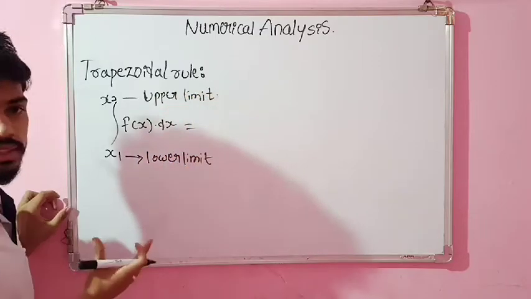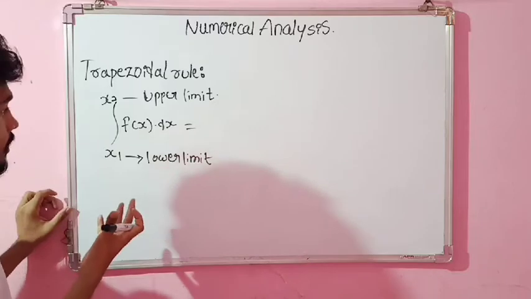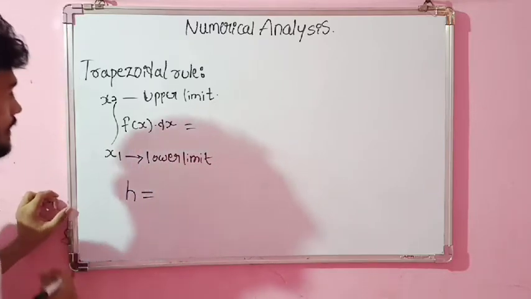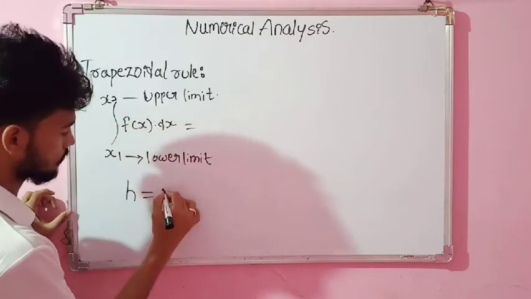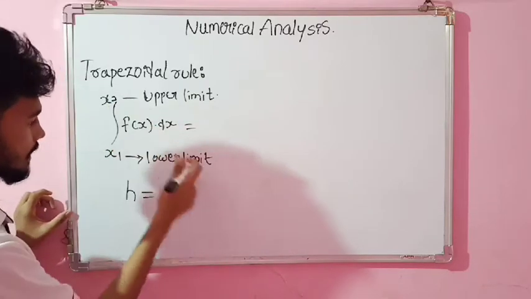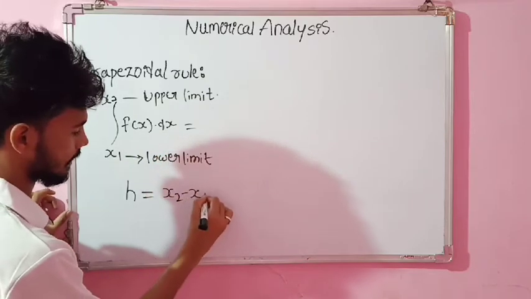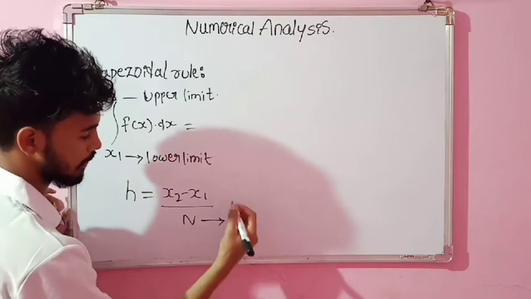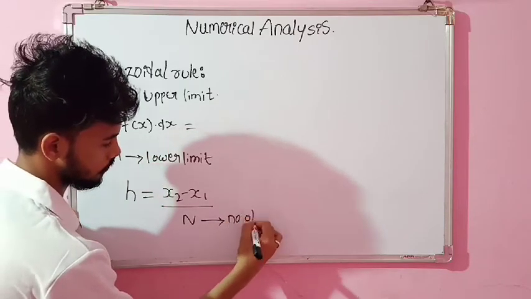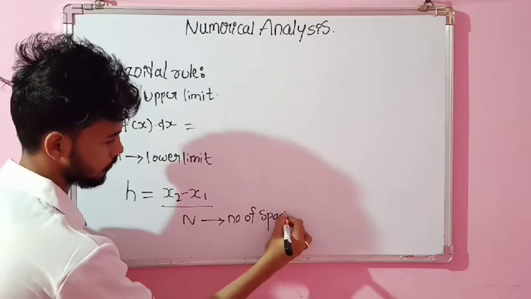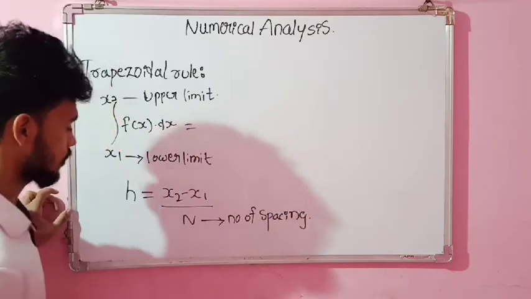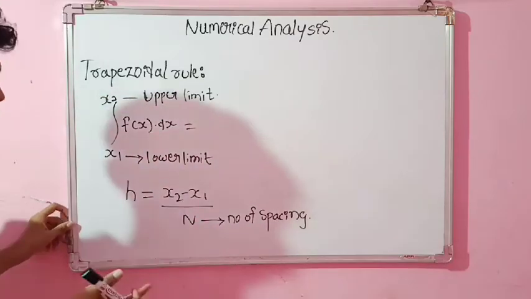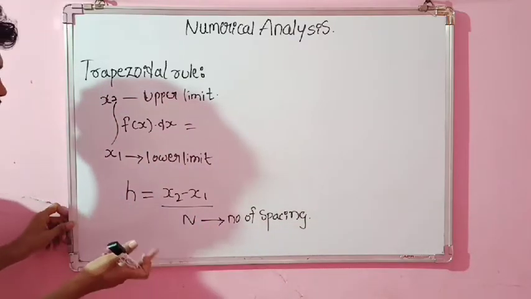Whenever the definite integral is given, the first thing you have to do is find the h value. h is given by xn, that is upper limit minus lower limit, x2 minus x1, divided by n. Here n represents the number of spacings, so it will be given in the question. So first we have to find the value of h. Then finally we have to substitute all these values in the given formula.